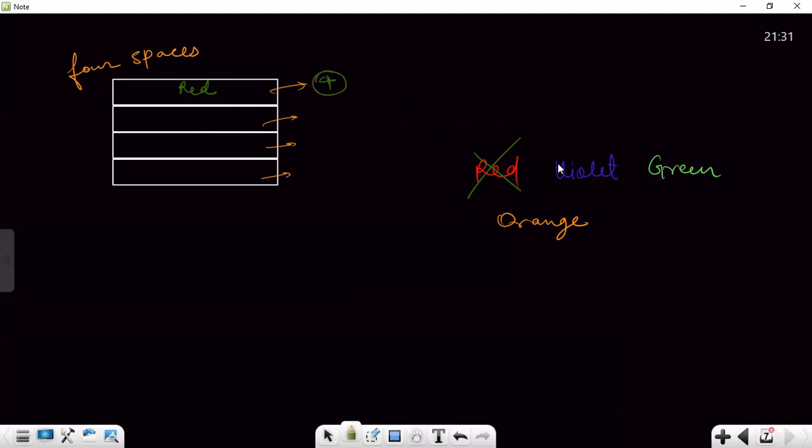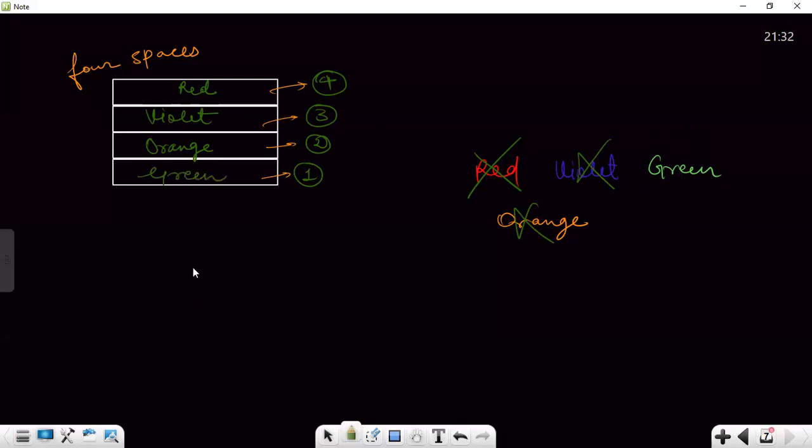Coming to the second space, how many choices are there now? One, two, and three. So there are three choices for the second space. Let's say we have used violet this time. Now for the third space, how many choices are left? We have two choices. Let's say we use orange this time. We are left with only one choice, green.